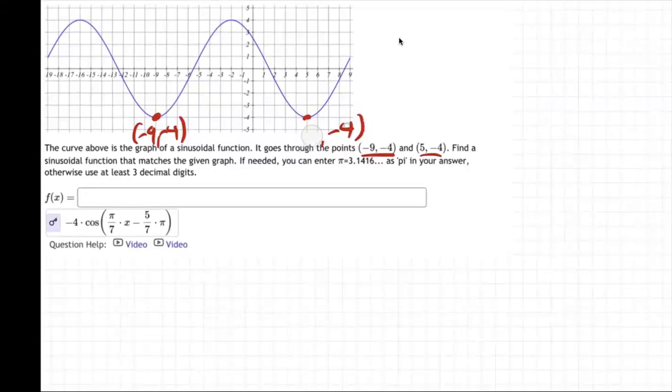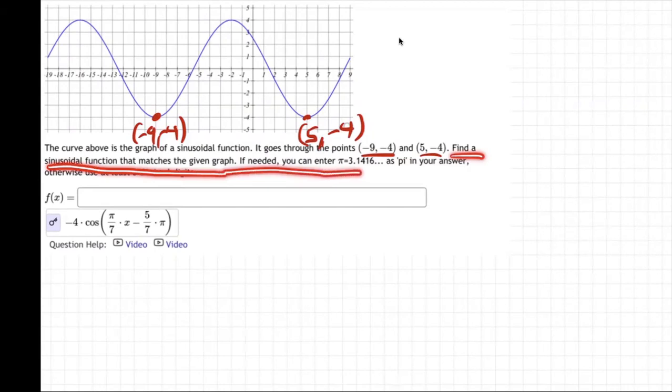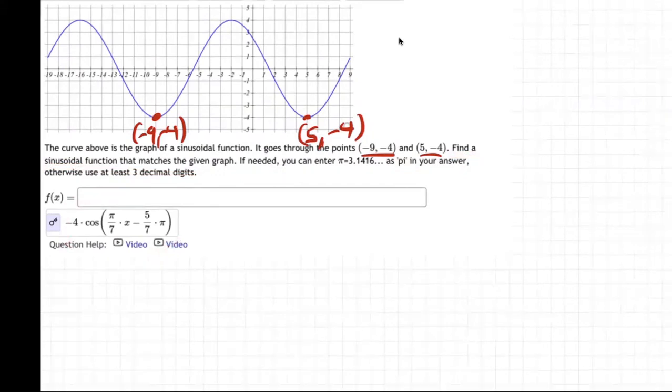And find a sinusoidal function that matches the given graph. If needed, you can enter pi. Okay, but you get the answer already here. How did we come up with that answer? How do we do it?